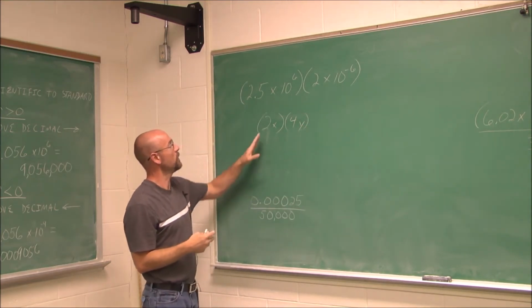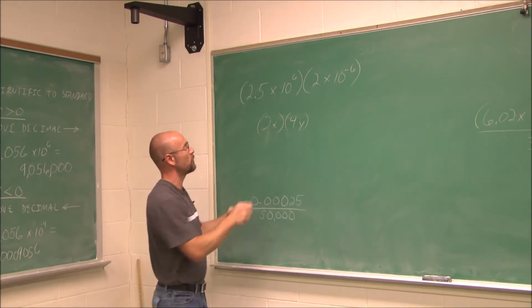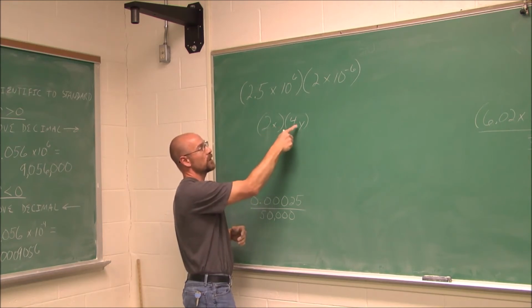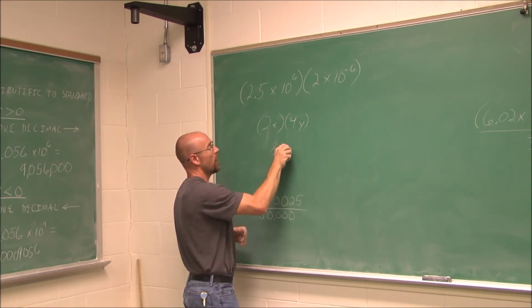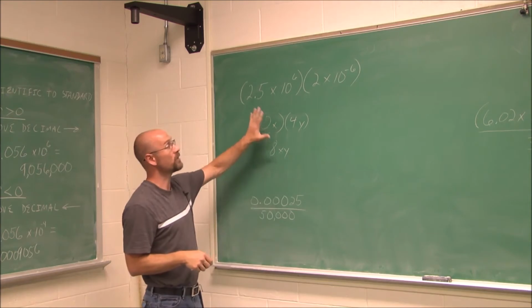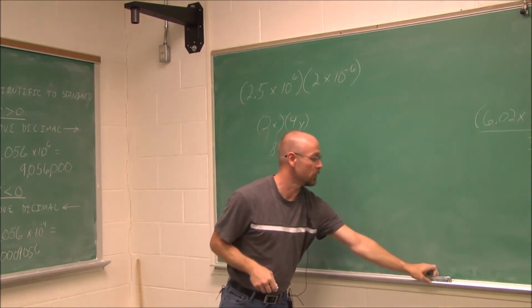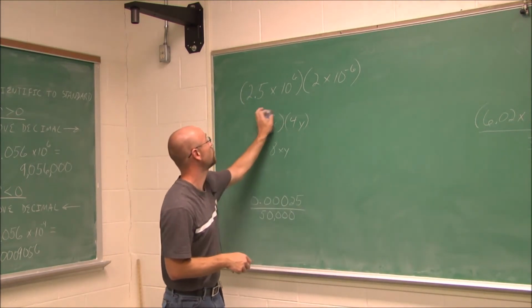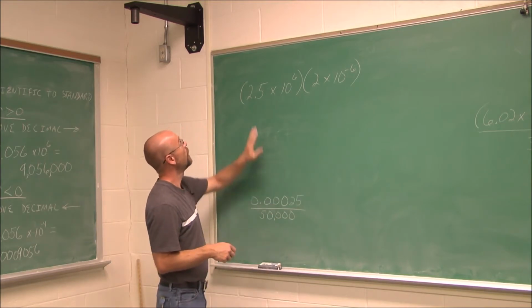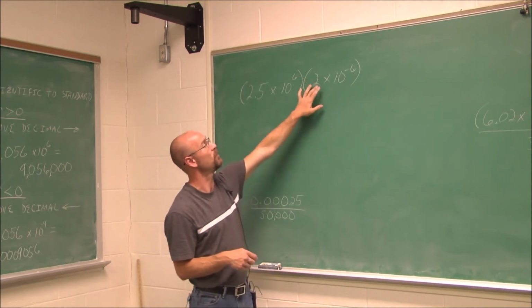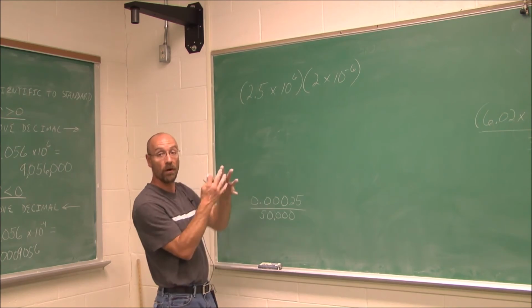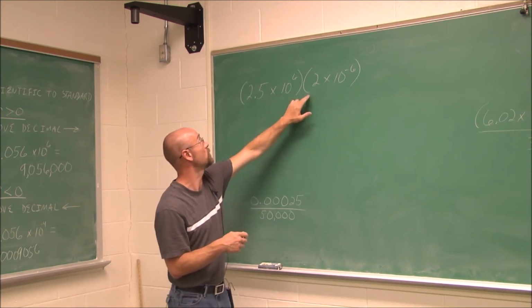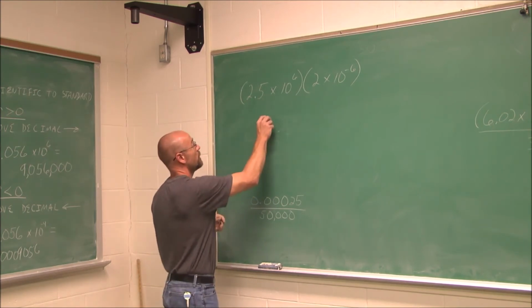As an example, we'd just deal with the number first. 2 times 4 is 8. And then I would deal with these. X times y would be xy. We're going to do the same thing with this, but we're going to use our rules of exponents. If we look, I see we have 2.5 and we have 2. I'm just going to multiply these numbers together. 2 times 2.5 is 5.